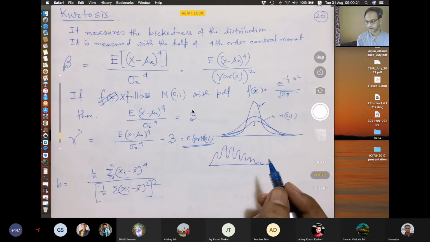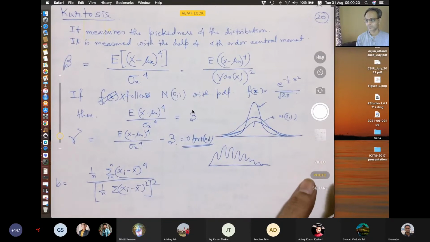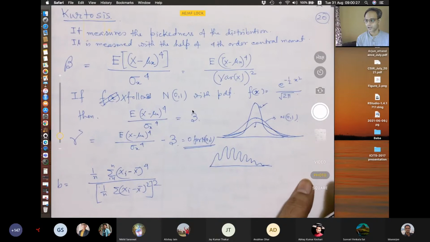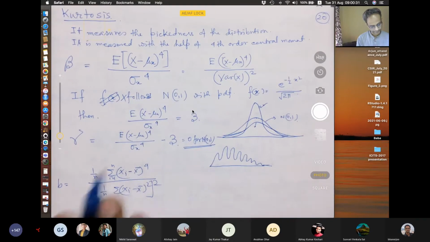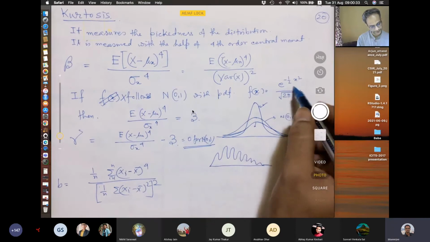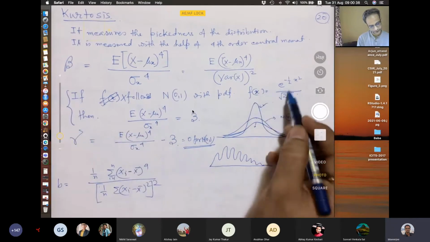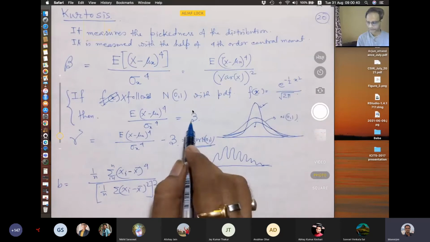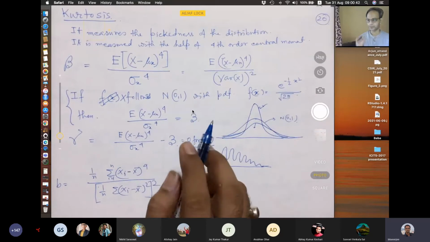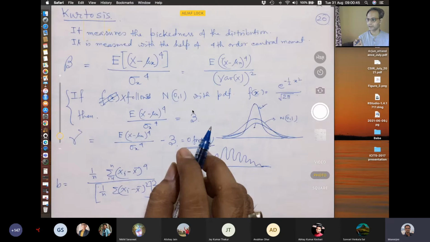Excuse me, sir. Is it given that E of (x minus mu x) whole power 4 by sigma power 4 equals 3, or we shall calculate? No. If you have this PDF for standard normal, then it will be 3. That can be computed. Theoretically, this value will be 3.